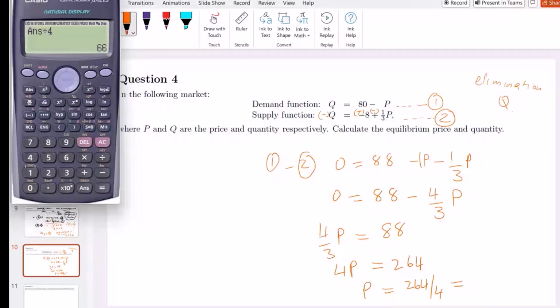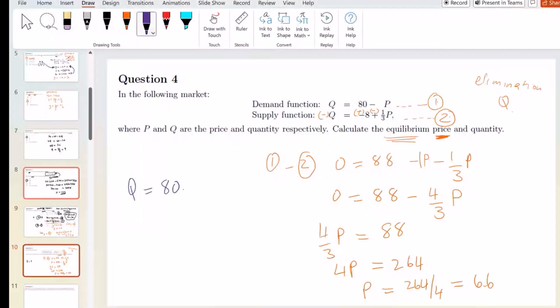So my P is 66, but I need my Q, okay? Because now I'm looking for the equilibrium price. Equilibrium price is talking about the points of intersection. So to find my Q, I can substitute it in either 1 or 2. So in 1, I'm going to have Q is equal to 80 minus 66. So 80 minus 66 is equal to 14.